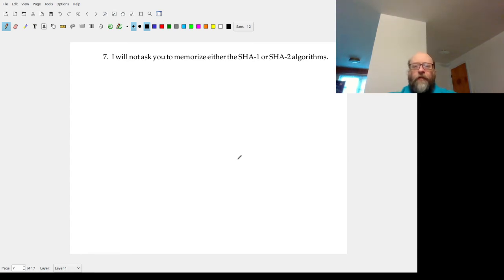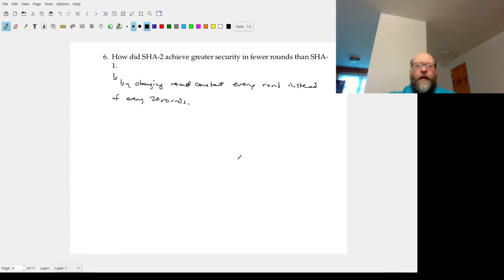You should know the general history that SHA-1 has been broken, SHA-2 has not. With SHA-2, you can either go fewer rounds, which is faster, or you can go the same number of rounds but encode a much larger file because you're doing a larger encode.